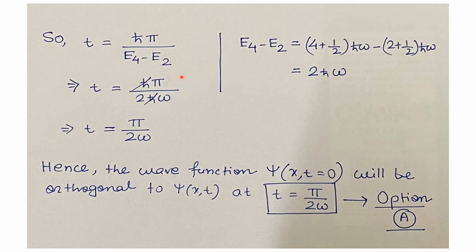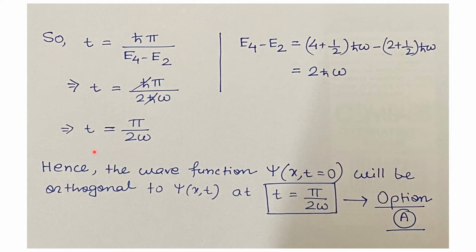Now we have already seen that the energy of the harmonic oscillator at the nth state is (n plus half) h cut omega. So we'll apply that formula and we can write E4 minus E2 as (4 plus half) h cut omega minus (2 plus half) h cut omega. So this will give E4 minus E2 equals 2 h cut omega. We'll put this in this equation, so we get t equals h cut pi divided by 2 h cut omega. The h cut in the numerator and denominator cancel, and we get our time t equals pi by 2 omega.